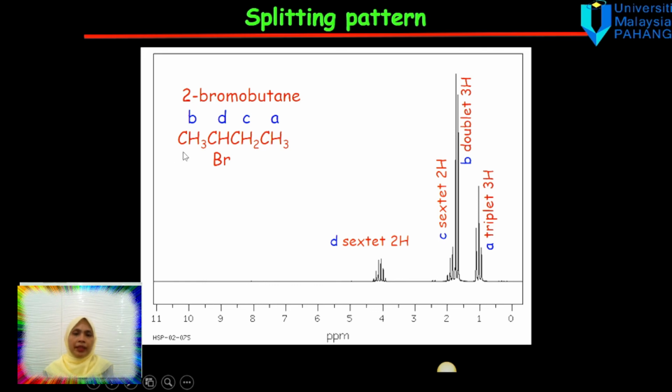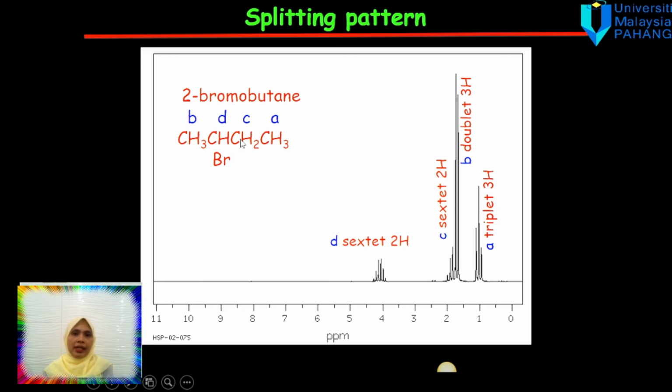For splitting pattern identification, we have to refer to the neighboring protons for this signal. How can it be split? We have to see how many neighboring protons there are, which is 1. N plus 1 rule, 1 plus 1 becomes a doublet for this signal. You can see B is a doublet. For D, the neighboring protons are 2 plus 3 is 5, 5 plus 1 is 6. So it becomes a sextet for D.